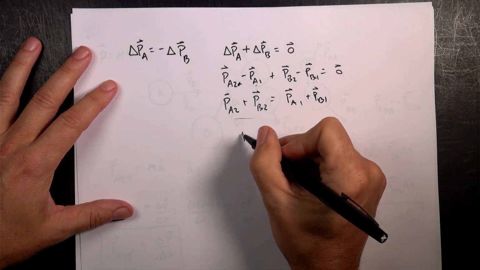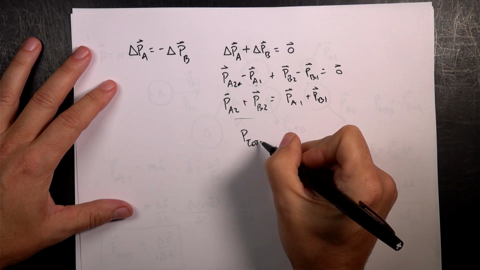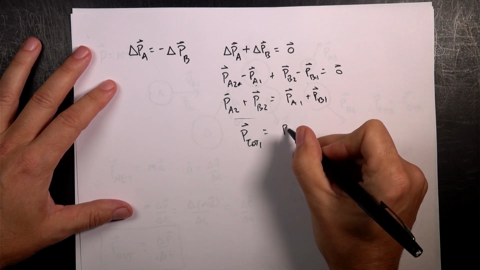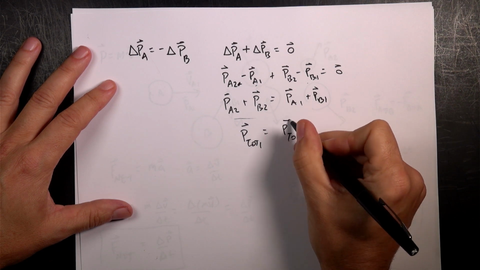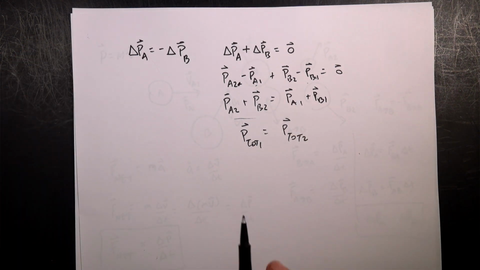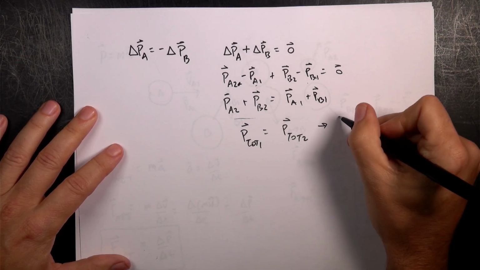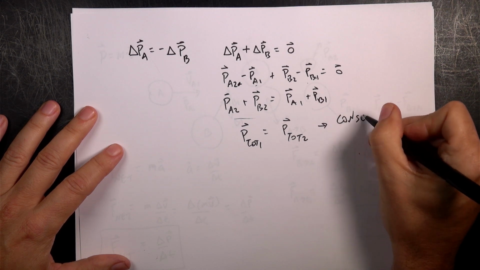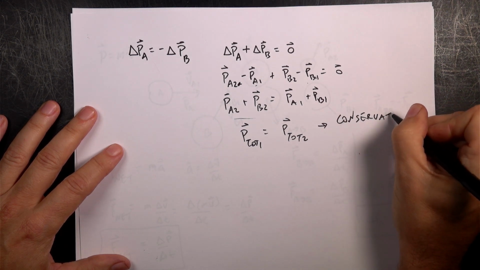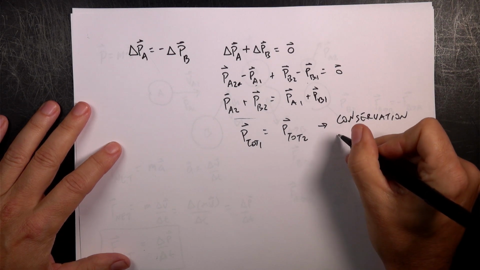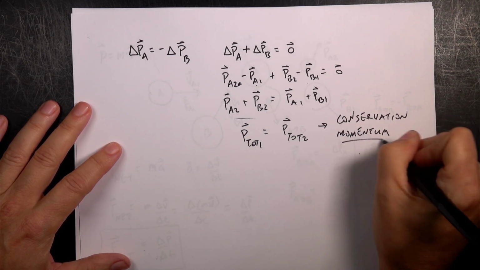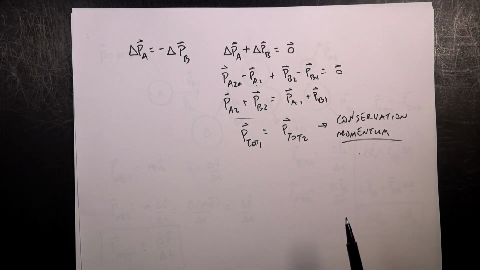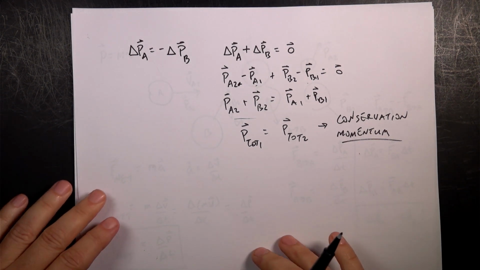So a lot of times you'll see this as P total 1 equals P total 2, which is the same thing. The total momentum is the same. So we call this conservation of momentum. Conservation. You have to sound it out as you write it or you'll make a mistake. Momentum. Conservation of momentum.